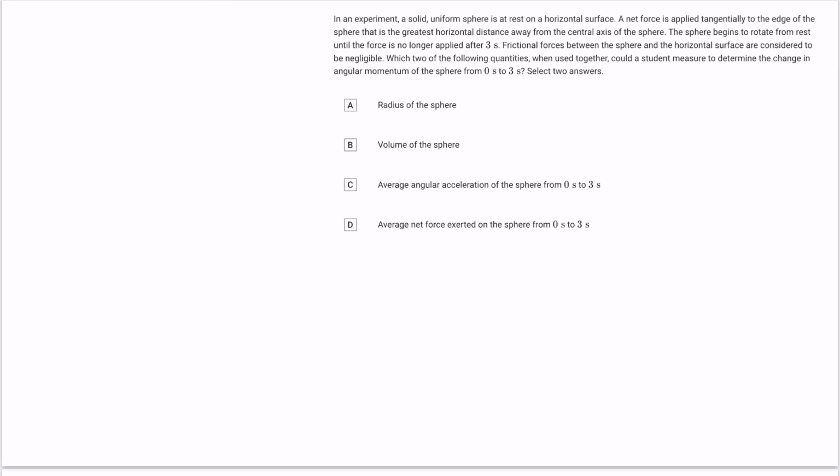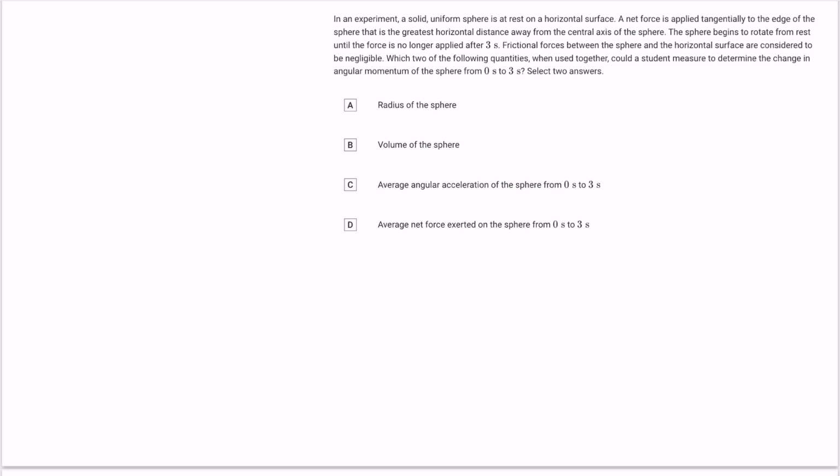All right, so here we have a question with no figure. In an experiment, a solid uniform sphere is at rest on a horizontal surface. A net force is applied tangentially to the edge of the sphere, so basically at a full distance of the sphere's radius from its axis of rotation. That is the greatest horizontal distance away, exactly what I just explained.